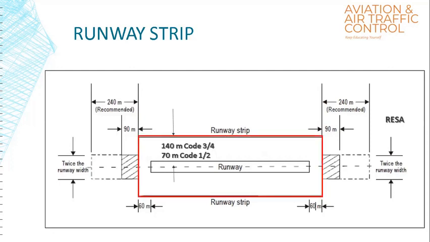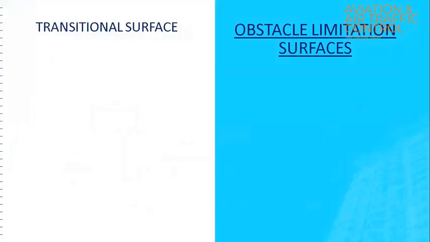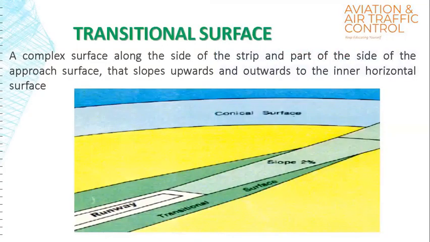RISA provides a graded area in the event that an aircraft overruns or undershoots. So with this basic understanding, we will start with the transitional surface. This is the first imaginary surface which we are going to discuss. This diagram is trying to show the imaginary surfaces.